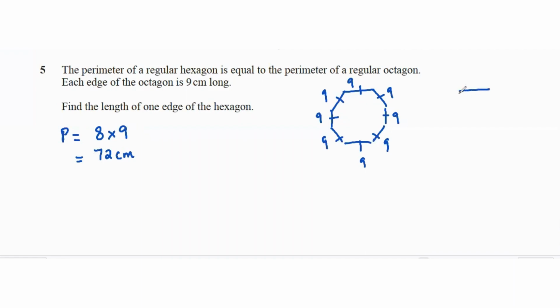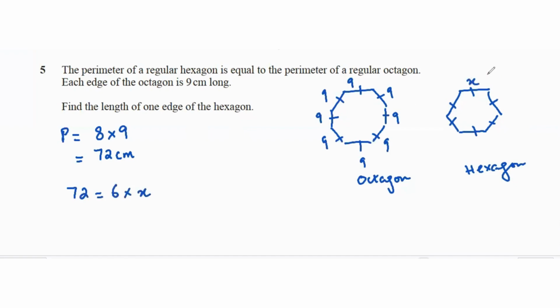Now, since it's saying that the perimeter of the hexagon and octagon are equal, a hexagon has 6 sides. So 1, 2, 3, 4, 5, 6. So once again, it's a regular hexagon, all equal lengths. So we'll put 72 equal to 6 times x now. x is the length of the hexagon. So we do 72 divided by 6, and that's going to give us 12 centimeters, which is the length of one edge of the hexagon.